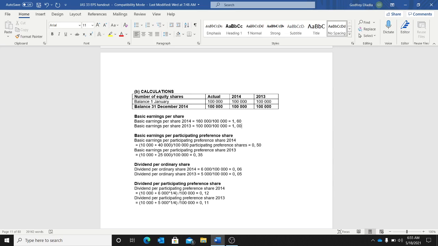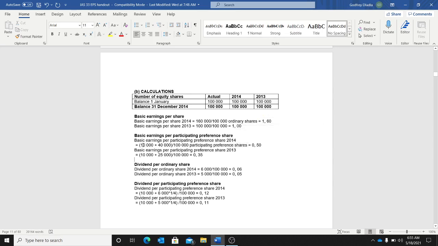So that people can see what I'm talking about, here we are talking about ordinary shares. These ones are ordinary, they're at the top. Here, we are dividing with ordinary here. Here, it's ordinary, like you see, I've tried to be specific here. Here, we are dividing with participating preference, okay?